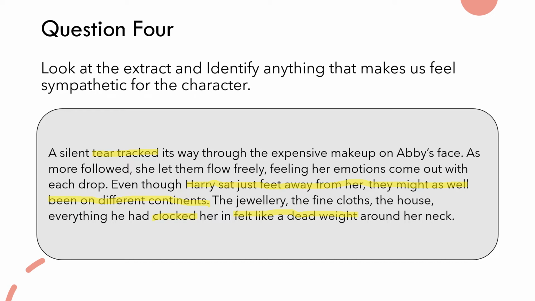So what I'd like you to do is just spend a minute, have a look back over this part and see if there's anything else that makes you feel sympathetic. There are other things we could talk about because this is just a small portion of the passage as well. So if you'd like to actually take some time, read through the full extract and see if you can find anything that makes us feel sympathetic towards this character, then please feel free to do so.